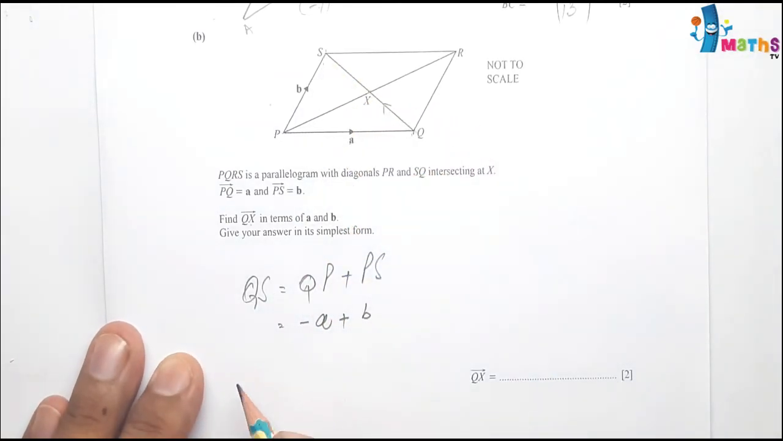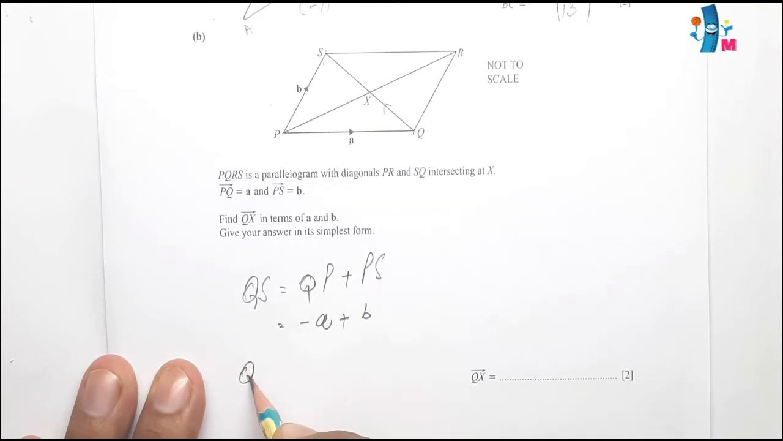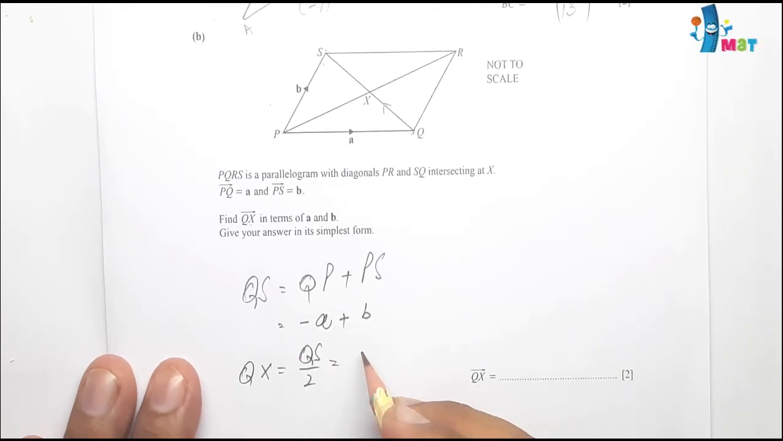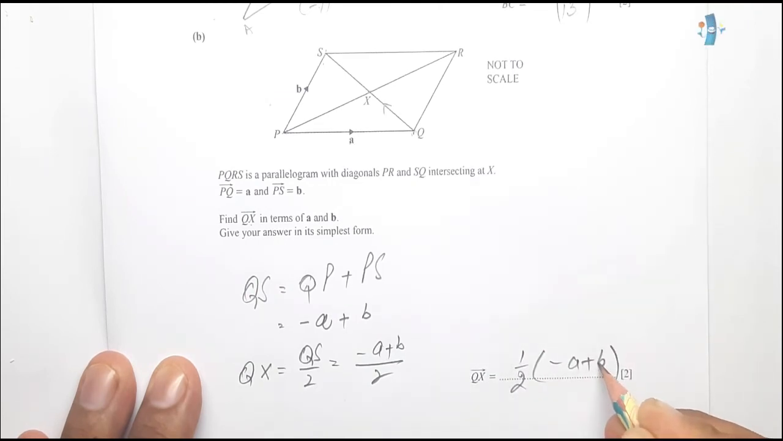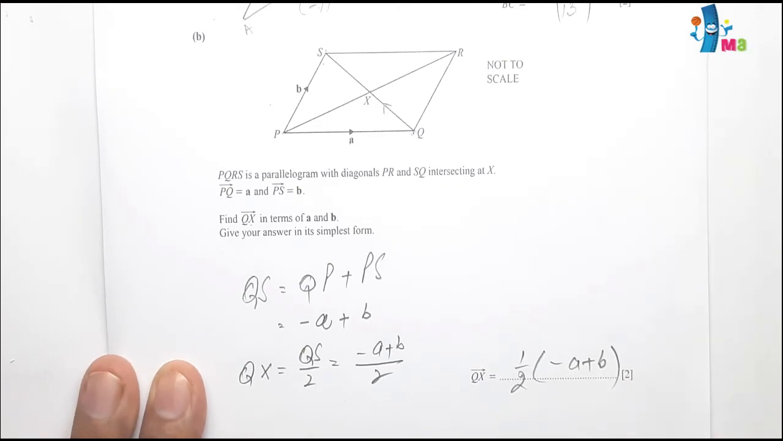But we know that QX is equal to half of QS, which is equal to minus A plus B by 2. So we can write answer as 1 by 2 into minus A plus B. This will be our answer.